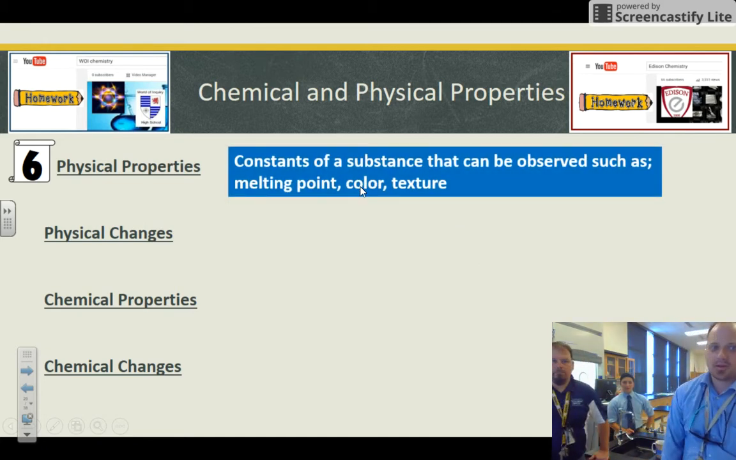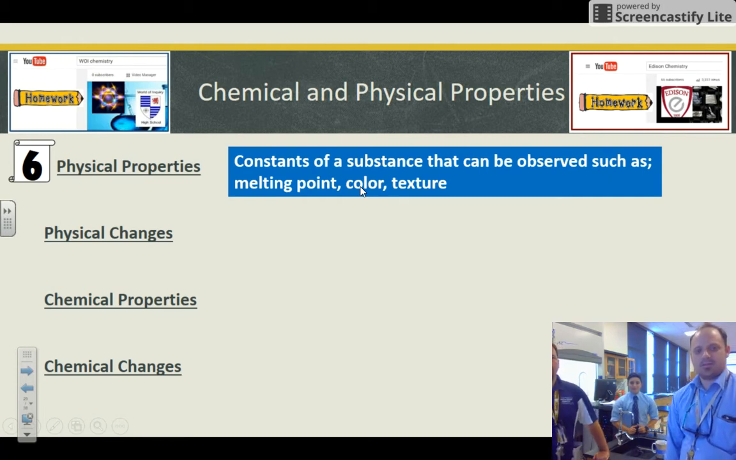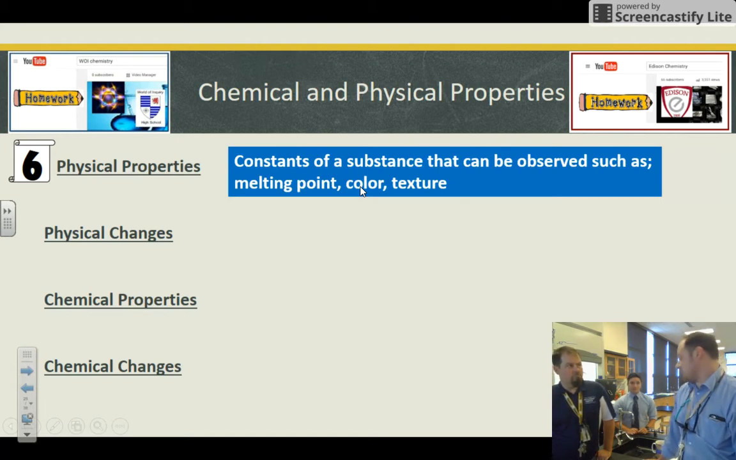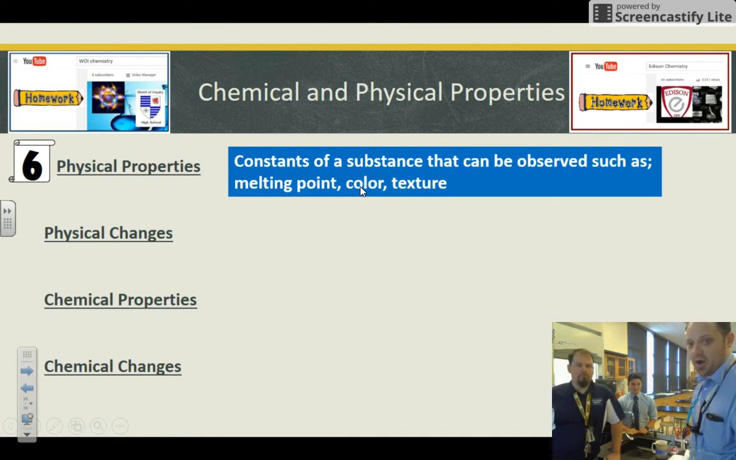You've got physical properties first. These are constants, and some examples are melting point, color, and texture. So it's like this tabletop is black and it's hard. Those are physical properties.